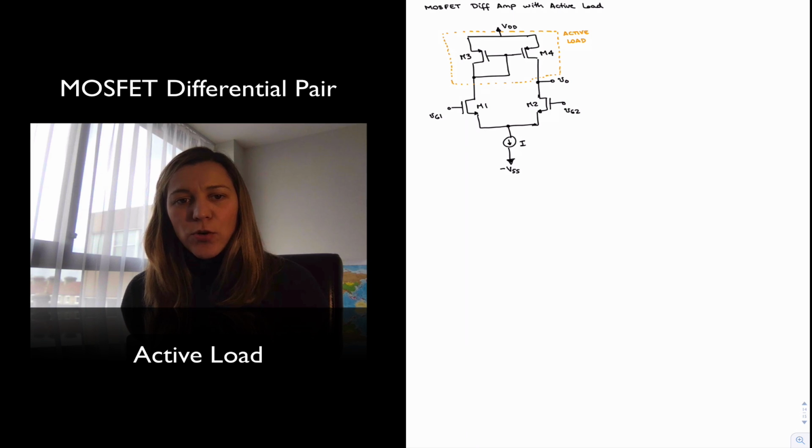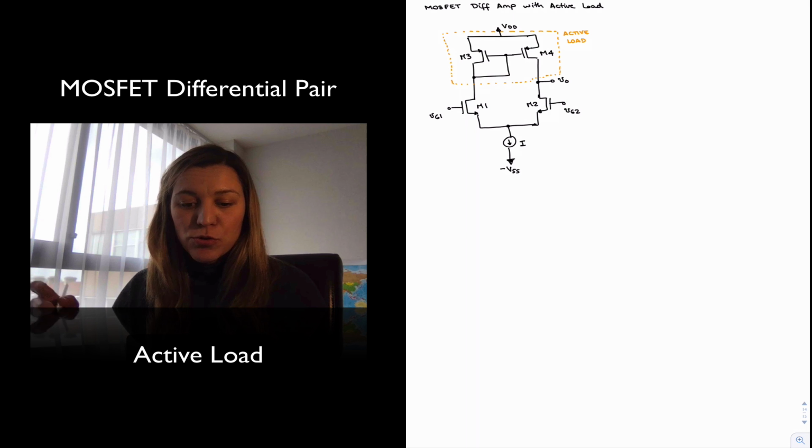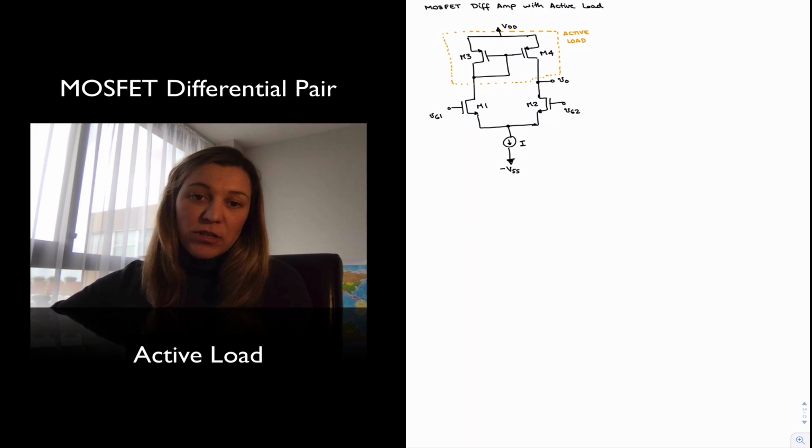Hello. In this video, we're going to talk about the operation of the MOSFET differential amplifier when we connect an active load. An active load is basically a transistor current source that is replacing the drain resistors. Generally speaking, that is connected in place of a resistive load.